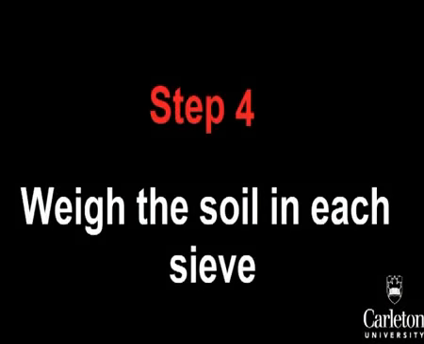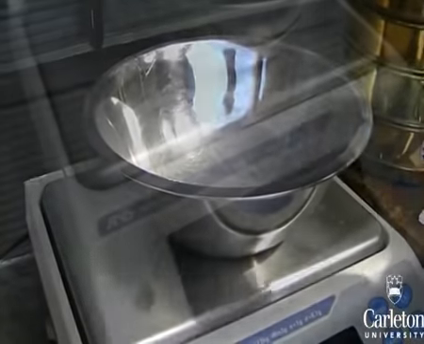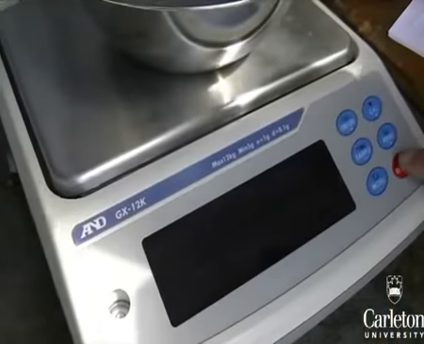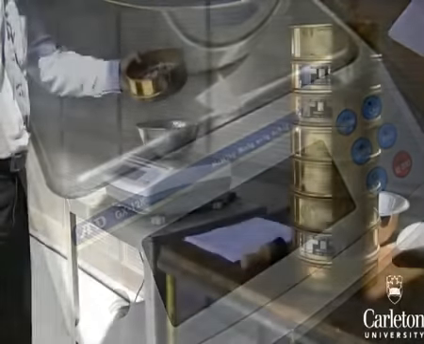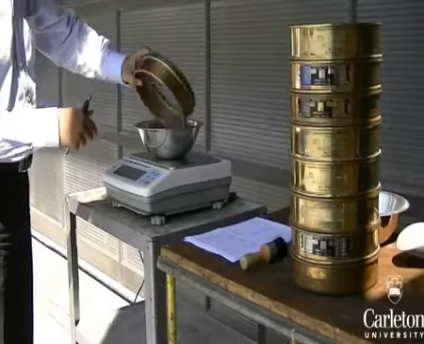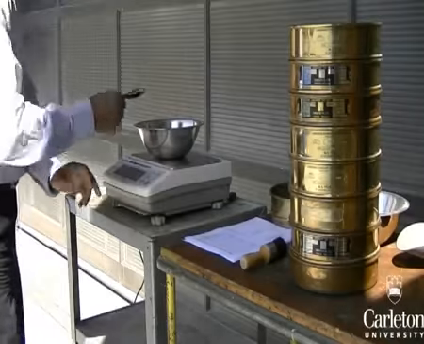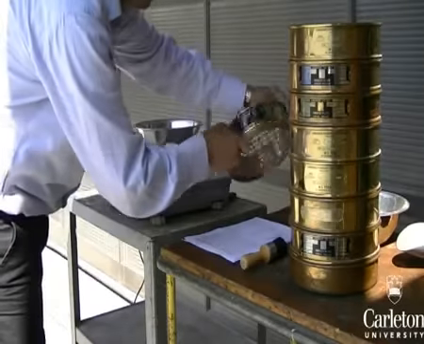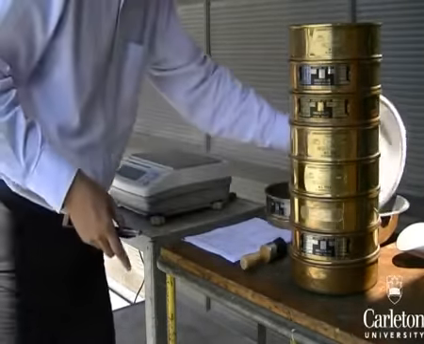Next, you will need to take the soil in each sieve and weigh it on the scale. To do this, we will use this container. Place your container on the scale and zero the scale. Pour the contents of the first sieve into the bowl, record the mass of the material according to the size of the sieve, and then pour the contents of the bowl into another container for storage.